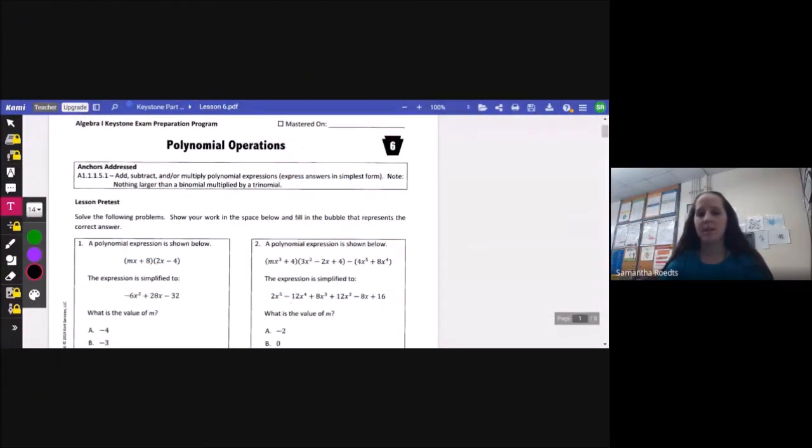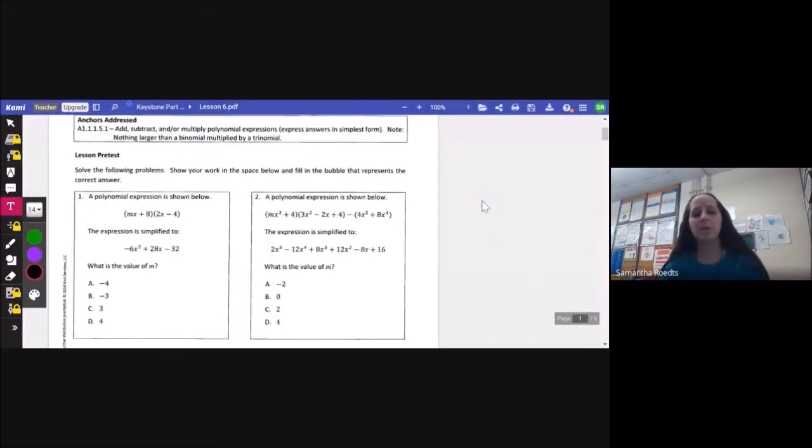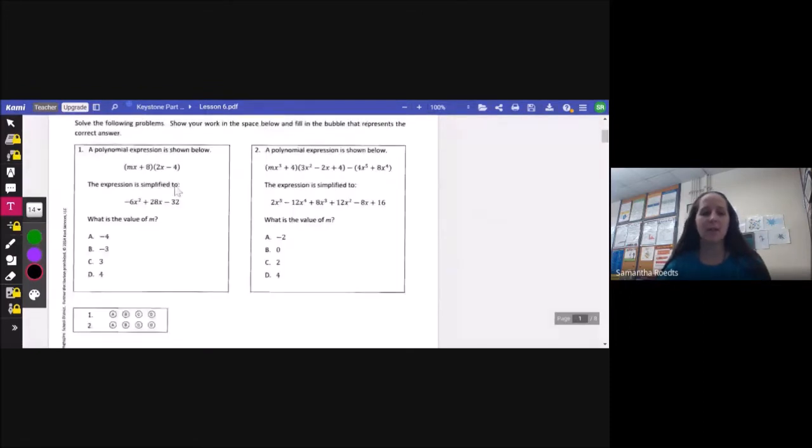All right, this is lesson 6, polynomial operations. So the lesson pretext: solve the following problems, show your work in the space below, and fill in the bubble that represents the correct answer. 1, a polynomial expression is shown below. Quantity mx plus 8 times the quantity 2x minus 4. The expression is simplified to negative 6x squared plus 28x minus 32. What is the value of m?